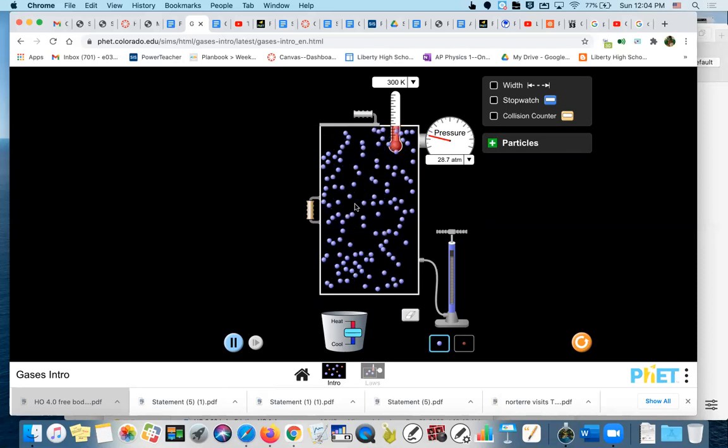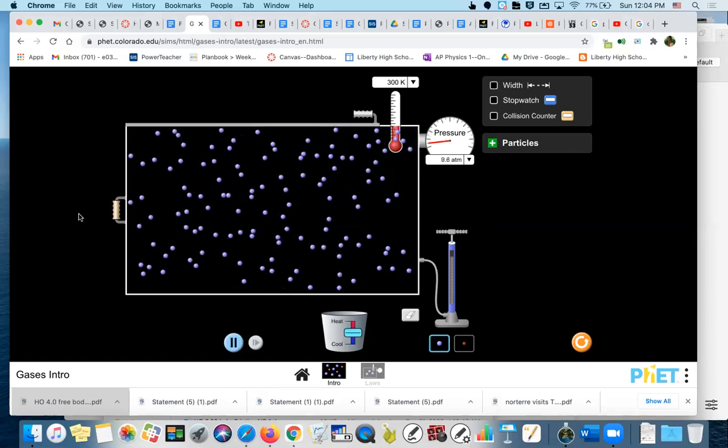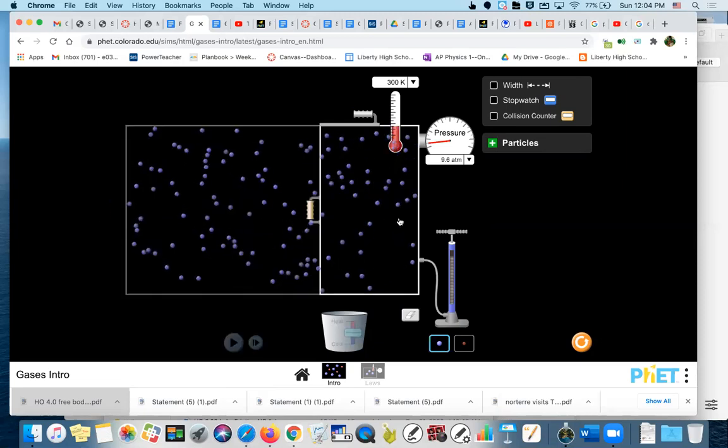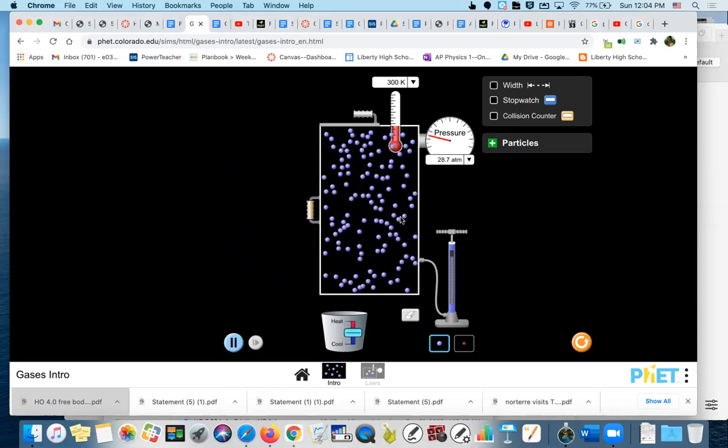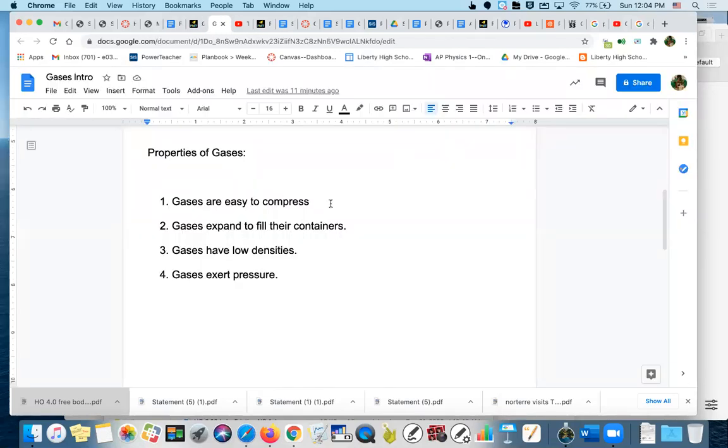We might show you some visuals of this in class, but we can also expand the volume, et cetera, and give them more space. But one of the things that's true, because there's a lot of space between the gas particles, is gases are actually easy to compress. In fact, the second property of gases I think you should know is that gases expand to fill their containers.